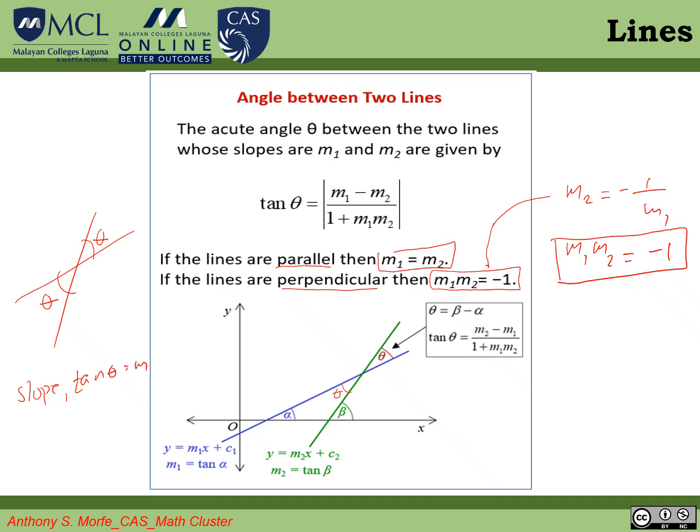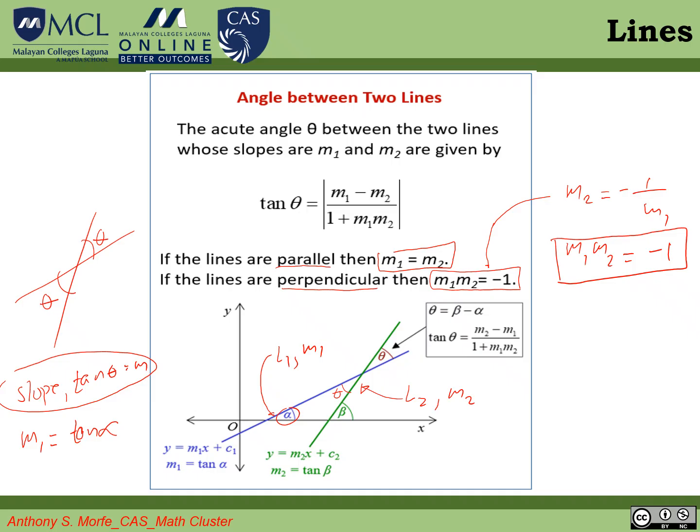So in this case, if we consider this blue as line 1, it has a slope m1. And the green, if you consider the green as our line 2, it has a slope m2. So m1, the slope, is equal to tangent of, instead of theta, you look at the angle used here, the blue one, this is angle alpha. So m1 equal to tangent alpha.